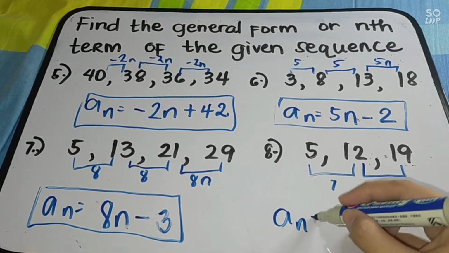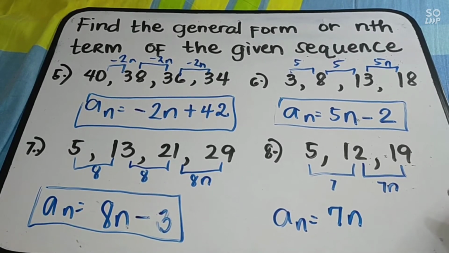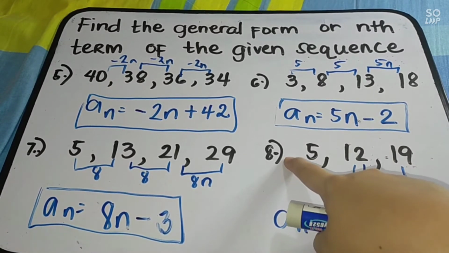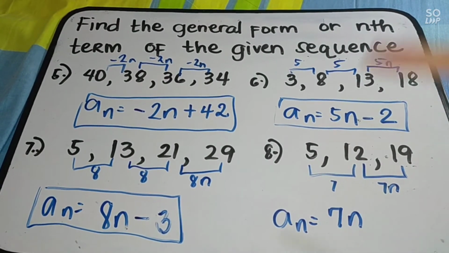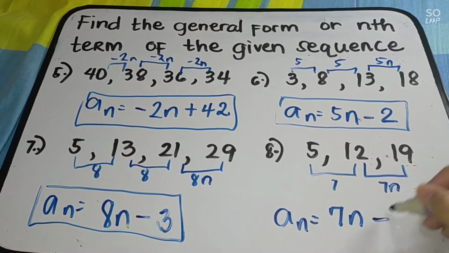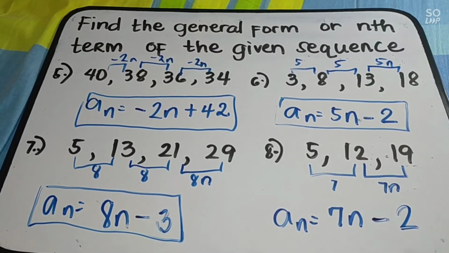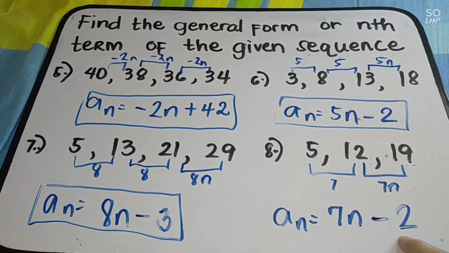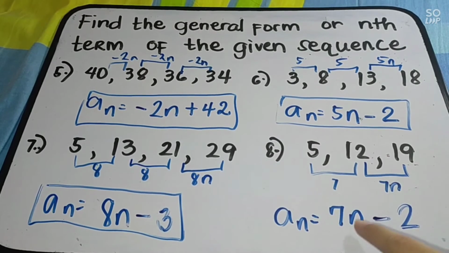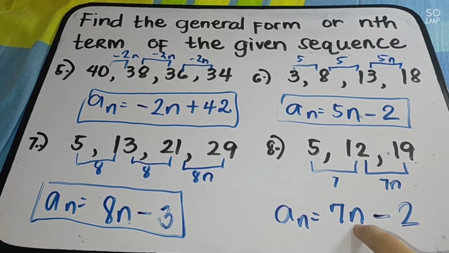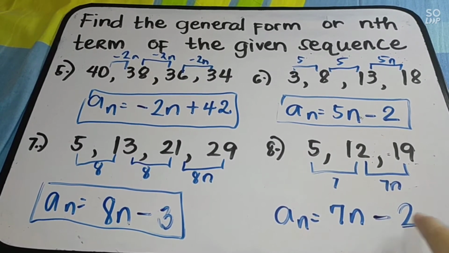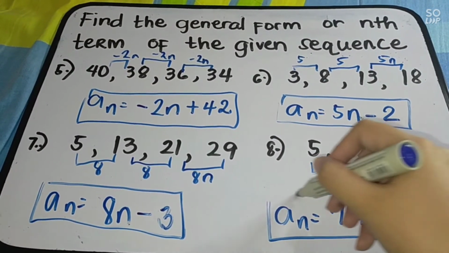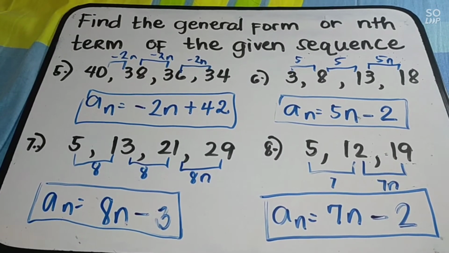So, a sub n is equal to 7n. Then, for the first term to become 5, since 7 is higher, we subtract again. So, minus 2, right? So, 7n minus 2. Let us check. 7 times 1, we have 7. Minus 2, the answer is 5. Correct. If this one is the second term, so it becomes 2. 7 times 2, 14. Minus 2, we have 12. Check. So, this is now your nth term for number 8.